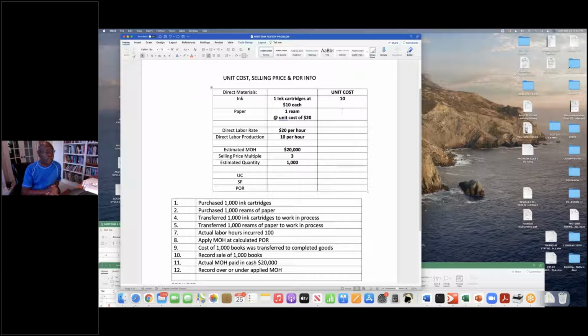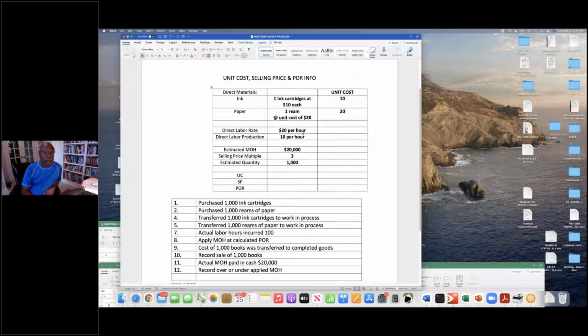So what about for the paper? Would it be 20? Yes, it's going to be 20. So we've done the top two. The ink, all we do is multiply 1 times 10. For the paper, 1 times 20. As we make this book, it's taking one ink cartridge that costs 10, and it's taking one ream of paper that costs 20. So those are the top two things.